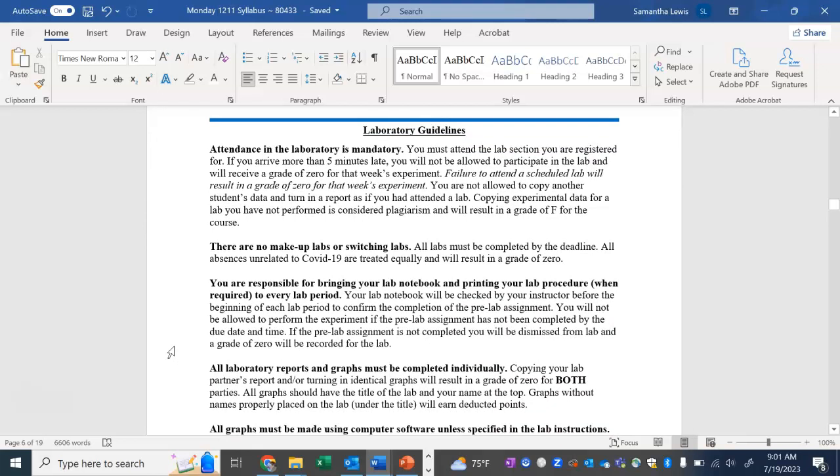So let's talk about your laboratory. Attendance in the lab is mandatory. You have a 5-minute grace period from the time that your class starts. We will not reopen the door if you're more than 5 minutes late. Do not knock on the door. We are in the middle of either a quiz or finishing our lecture. It is a 0 for the day. There are no makeup labs, okay?